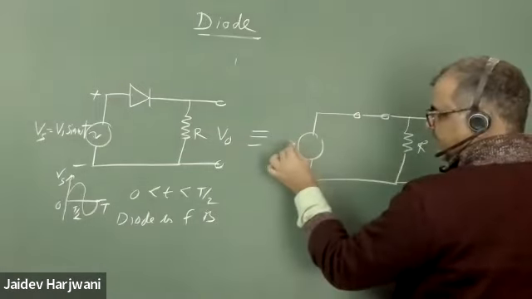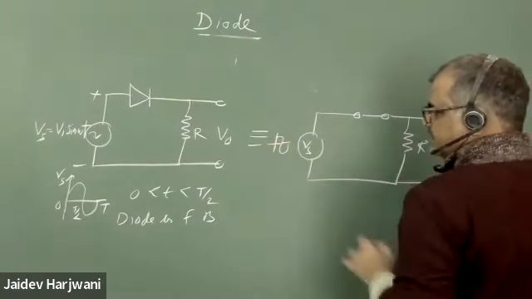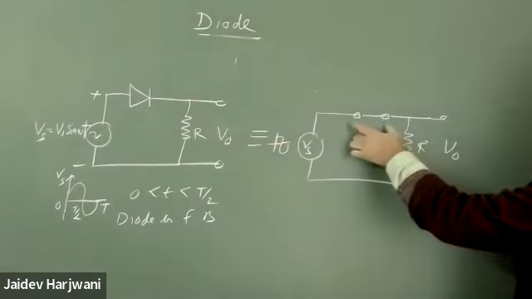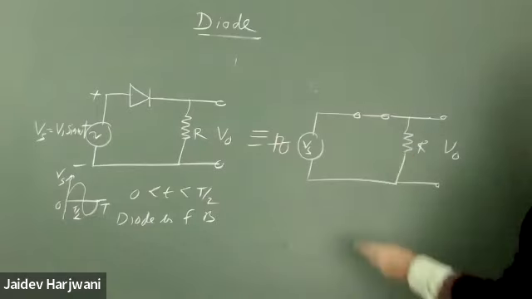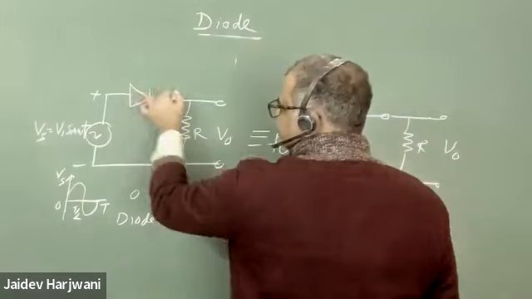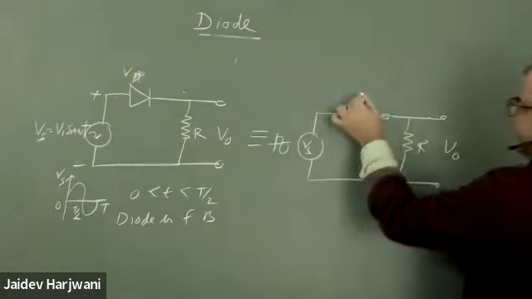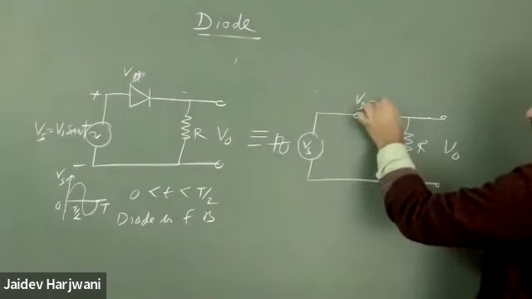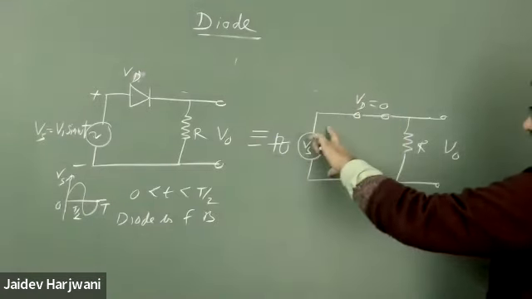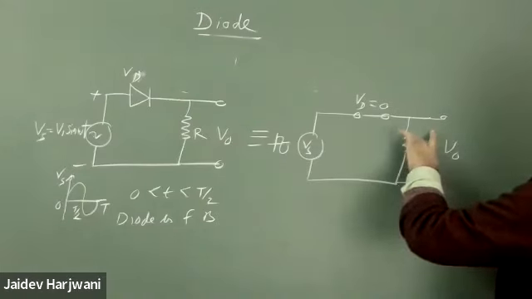Now I'm again applying my Vs, sinusoidal. Because this is a short circuit, the drop across the diode, if I call it Vd, will be 0. So whatever voltage is applied here will come to here. Are you getting this?